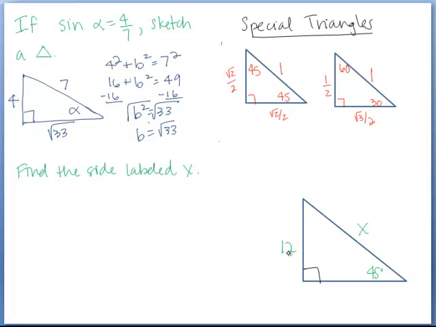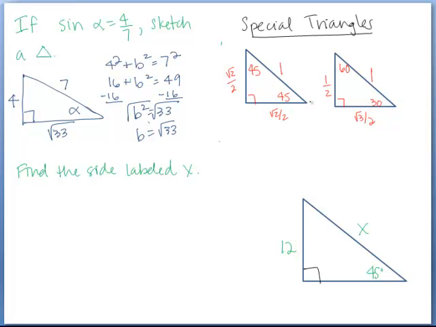Since we don't know two sides, we can't use the Pythagorean theorem. We have too many unknowns. But we do know that this angle is a 45-degree angle, and we're lucky because that 45-degree angle is a special triangle. And here are the special triangles. There's a little cheat sheet in case you have forgotten.